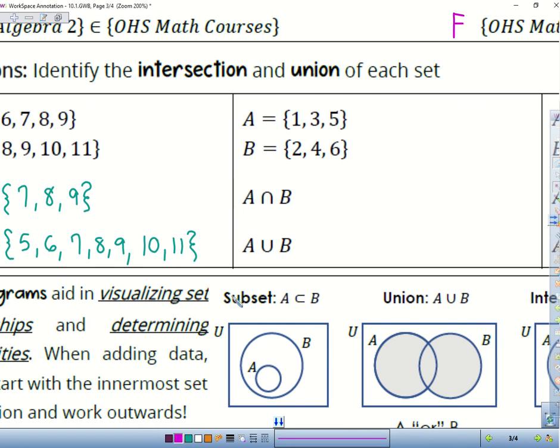Next one. Where do these sets intersect? None of the points or numbers. Do they intersect at all? Nope. No, so it's just the empty set, which you can write one of two ways. And then union is where you combine the sets, which is going to become what? 1, 2, 3, 4, 5, 6. Exactly. Any questions so far? All right, next one.